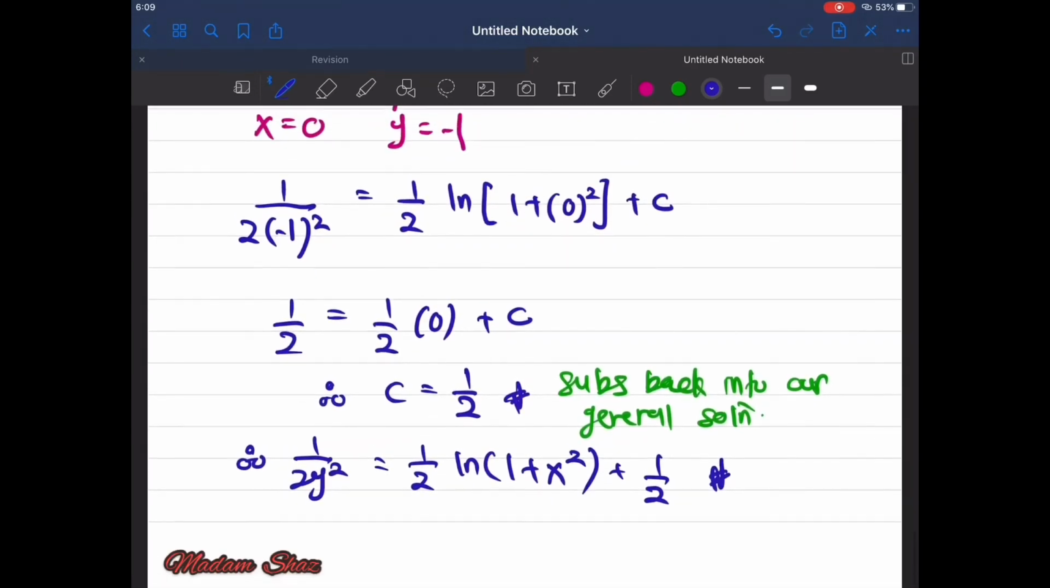Okay, if you want to simplify more, that means you have to multiply by 2. So multiply 2 for the whole thing on the right hand side. Multiplying by 2 will become 1 over y squared equals ln(1 plus x squared) plus 1. Okay, so either one will be accepted.